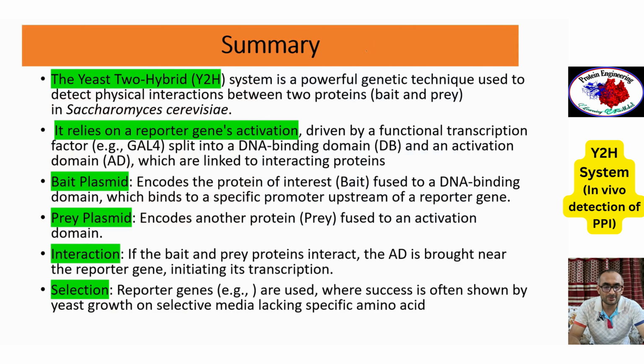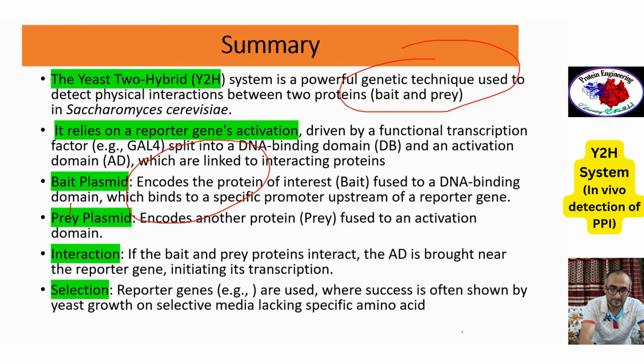So in summary, the Yeast Two-Hybrid System is a powerful genetic technique used to detect physical interaction between two known proteins. Remember, two known proteins which you are expecting to be interacting. It cannot find novel partners. So it relies on the expression of a reporter gene, whose presence you can detect, and for that you fuse a bait protein with a vector with the DNA binding domain, and a prey protein with the activation domain of GAL4, and those two plasmids are transformed into the yeast cell. Inside yeast, it will bind to the promoter region of the LacZ gene, and if interaction occurs, you will see expression in terms of the blue color colonies present.